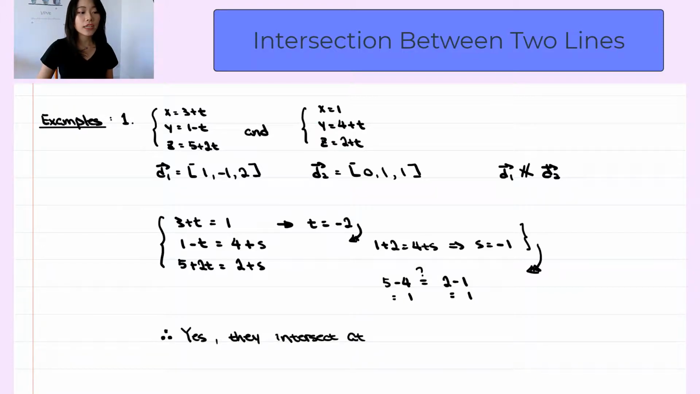And to find the coordinates of the intersection point, we can either substitute t equals negative 2 into the first line, or substitute the free variable s equals negative 1 in the second line. And I get (1, 3, 1).